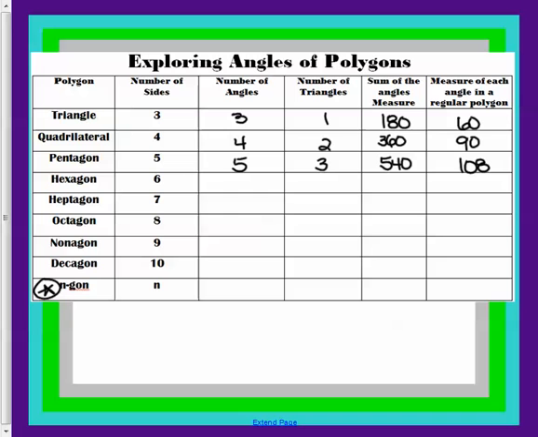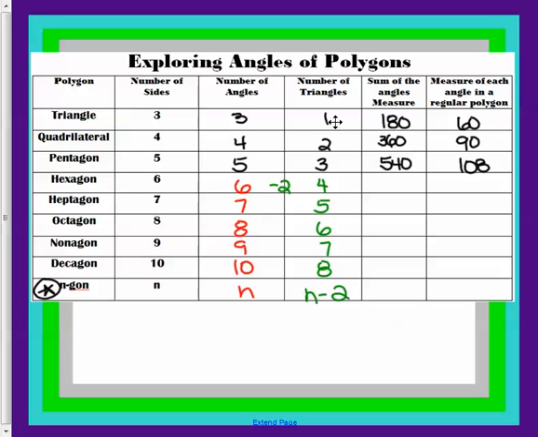Okay, so I'm going to go through and show you what I did. So if we look, all their numbers of sides and angles should be the same. If we look at their triangles, everywhere here we're taking away 2. So we get 4, 7 minus 2 is 5, 8 minus 2 is 6, 9 minus 2, continues on and on. So how would we come up with the number of triangles with n? It would be n minus 2.